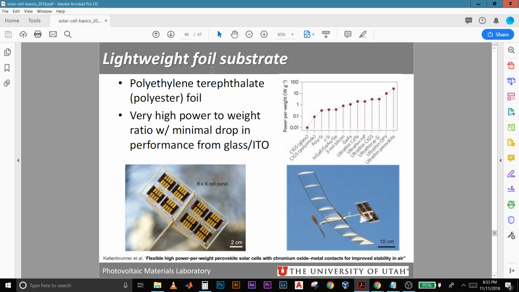There are also lightweight foil substrates like polyethylene and polyester foils. They have a very high power to weight ratio. This is what I was talking about in the previous slide, how you can make lightweight technology so that you can put them on aircrafts and so on. The highest power to weight ratio comes from ultra thin perovskites, which is shown over here.